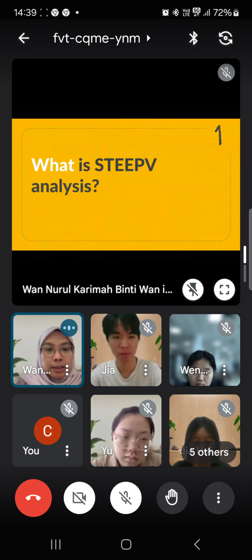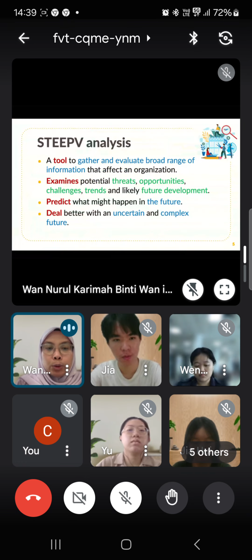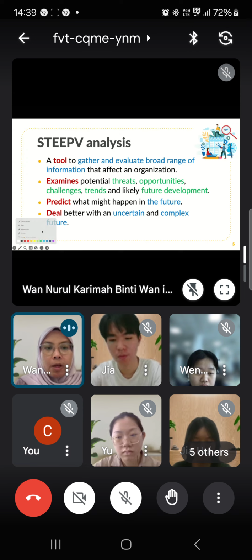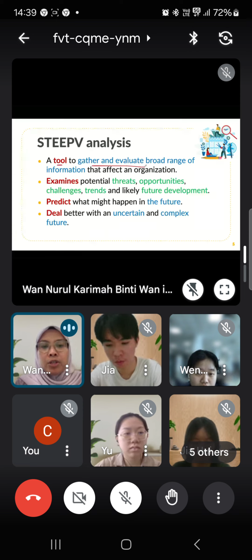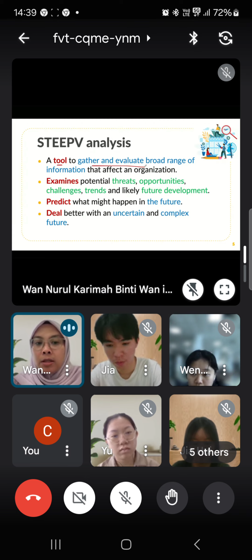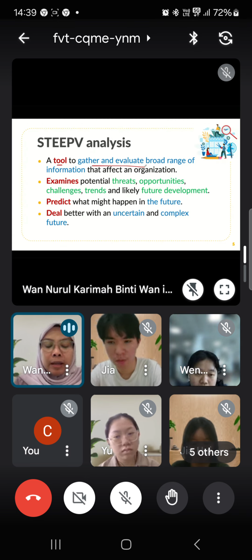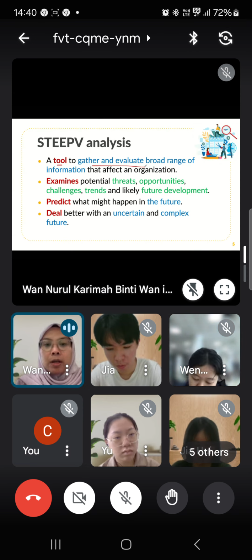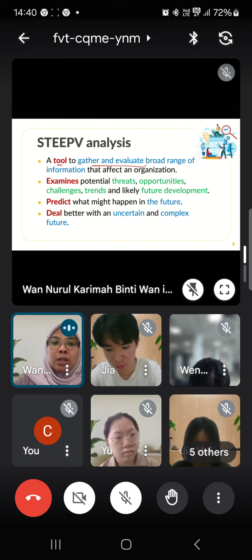So what is basically STEEPV analysis? STEEPV analysis is a tool to gather and evaluate a broad range of information that affect an organization. So that's why we need to identify the issues, trends, and challenges. Issues can be in terms of the negative repercussions or negative impact that a certain thing could have on an organization, on the way we do things, on our future standards of living, for example.